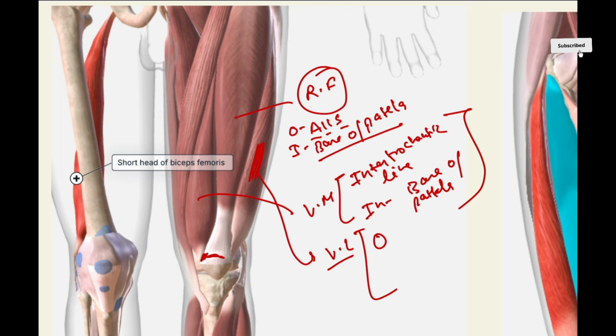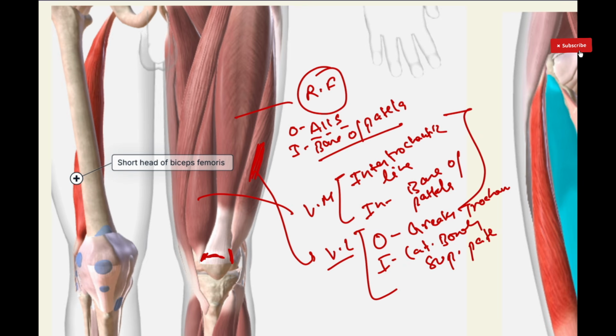Again, the origin will be your greater trochanter from the femur bone, and the insertion point will be the lateral border of the patella. So lateral border of the, or you can say superior patella. Okay, now then we have the sartorius, which is not an anterior compartment muscle, but we will be talking about the sartorius muscle in an upcoming slide.